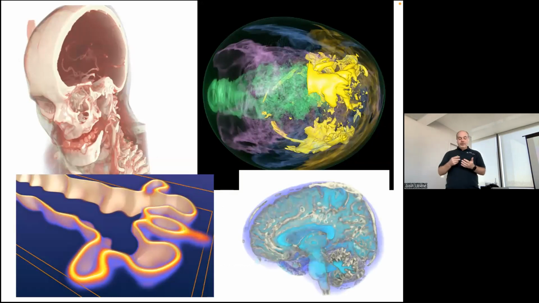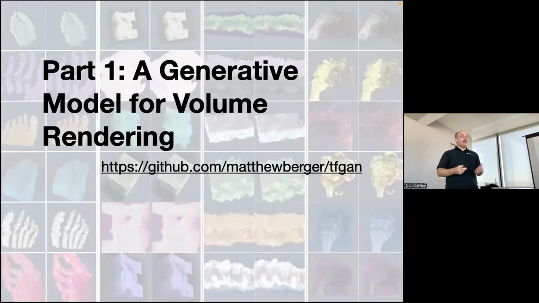Right, that's the who, the where, and the why, literally in 2 minutes or less. Now I'm going to spend time talking about the what. And I'm going to talk about two different projects. The first project is a couple years old. It's a project that Matt and my student Jishin worked on, that's a generative model for volume rendering.